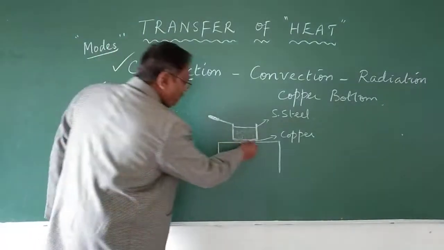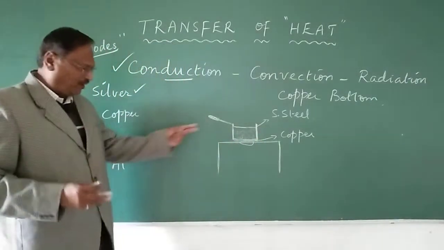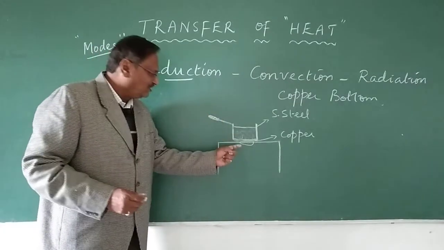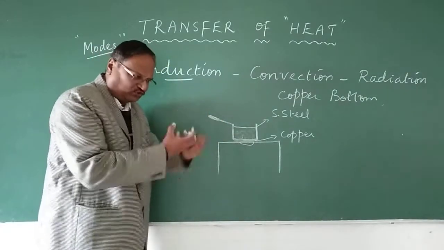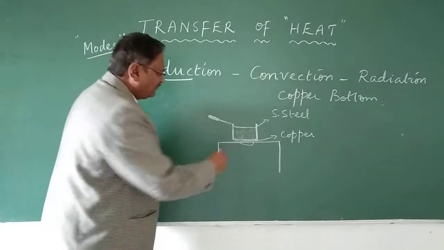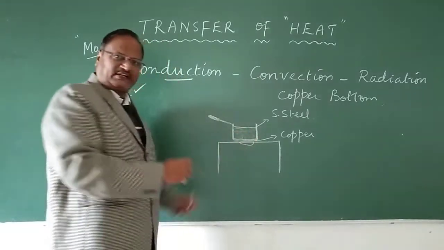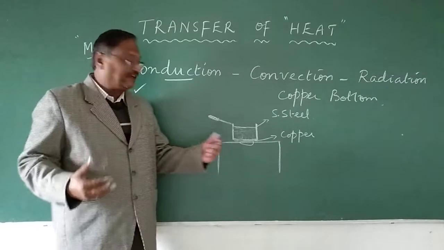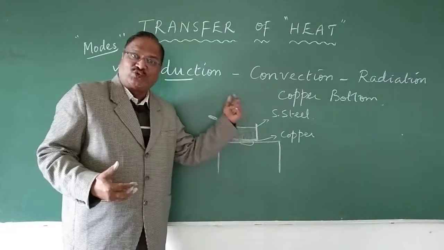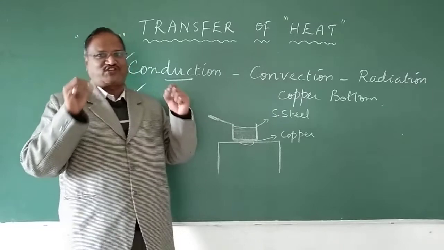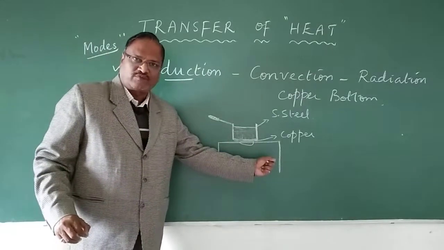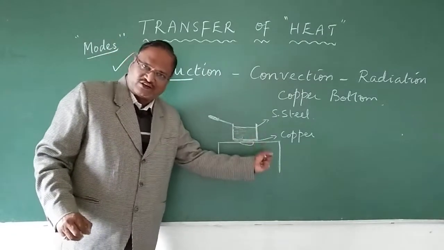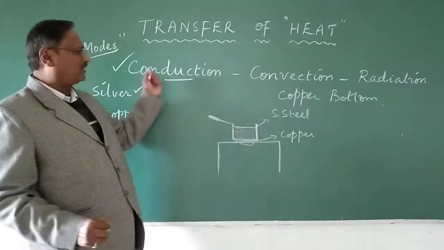So when you have a copper bottom, why? Because the copper will absorb the heat so much, and quickly it will boil the milk, or the rice, or whatever material you want to cook. It will get cooked easily and quickly, so that you can save energy. So these are about conductors.